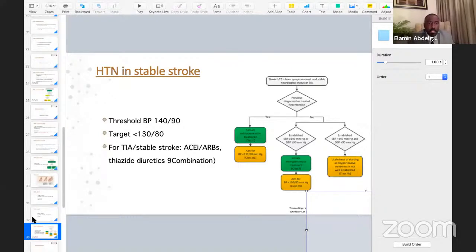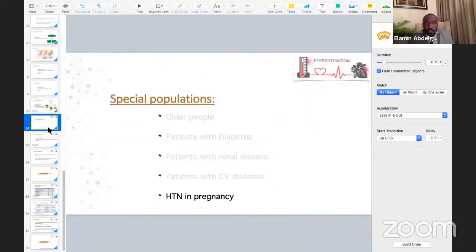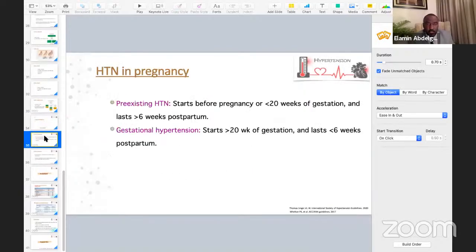Okay, so the last group, hypertension in pregnant ladies, just a couple of definitions. It's been quite a while since we discussed any pregnancy-related issues. The definition of pre-existing hypertension is hypertension that starts before pregnancy or before 20 weeks of gestation. So any hypertension diagnosed at the first trimester and early second trimester is usually a pre-existing hypertension that was not diagnosed before.